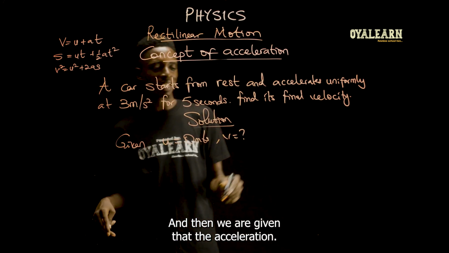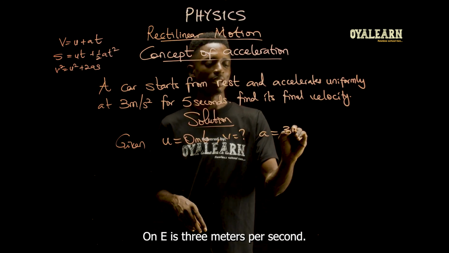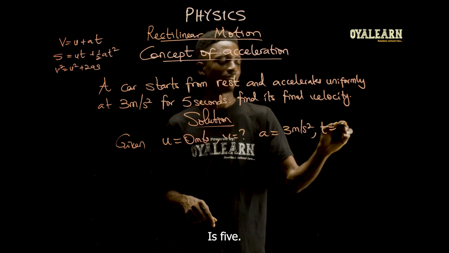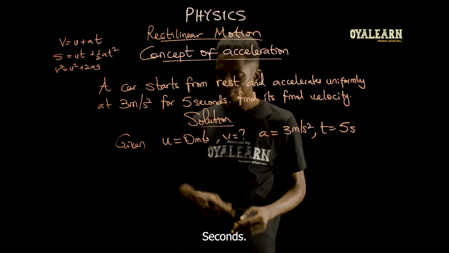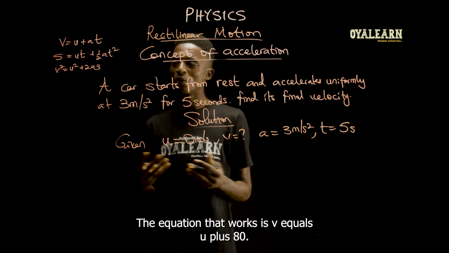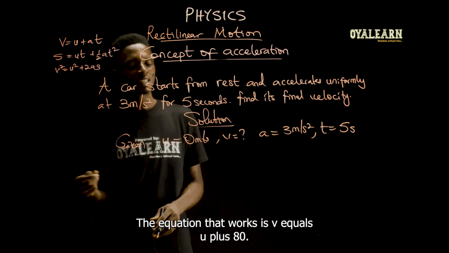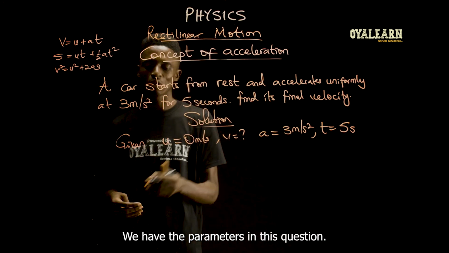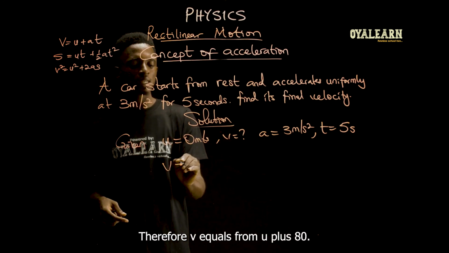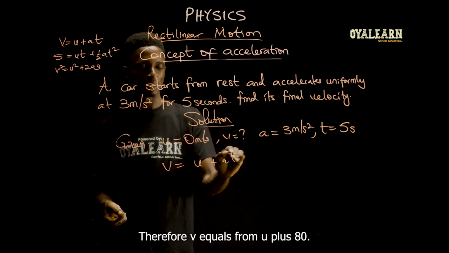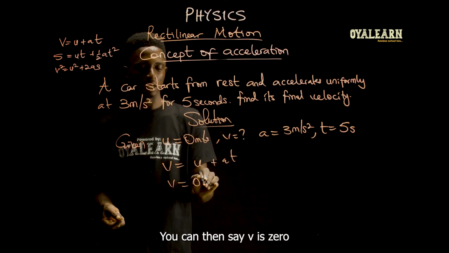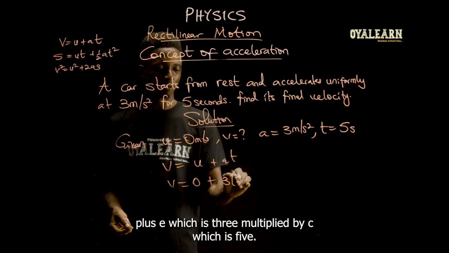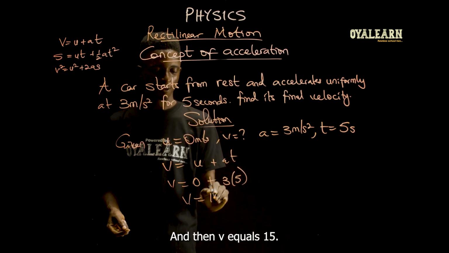And then we are given that the acceleration a is 3 meters per second squared. And then we are given that time t is 5 seconds. So to solve for v, the equation that works is v equals u plus at, because v is the only unknown and we have the other parameters in this question. So let's solve. Therefore, from v equals u plus at, we can then say v is 0 plus a, which is 3, multiplied by t, which is 5. And then v equals 15.